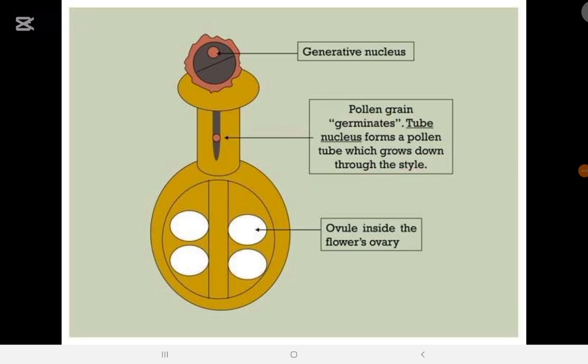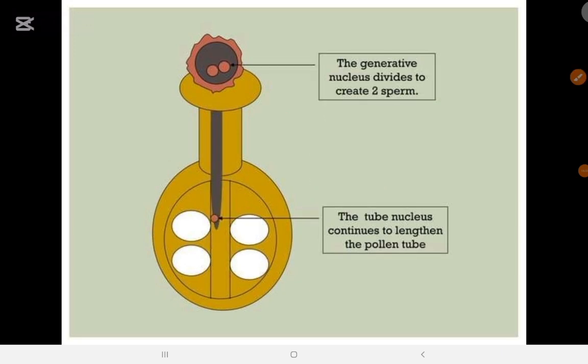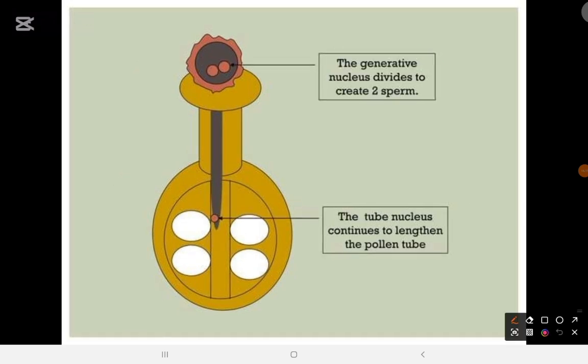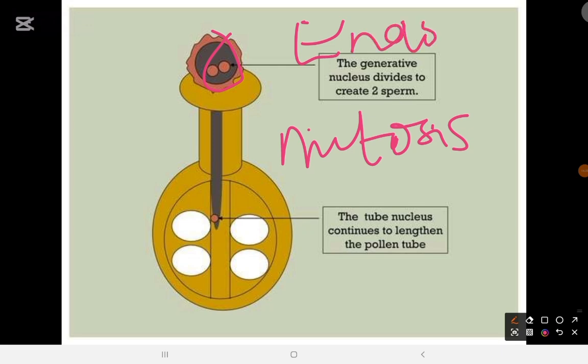So now the generative nucleus divides to create two sperms. You can see the generative nucleus undergoes mitotic division. Basically, it undergoes mitosis and divides into two cells. These are the two cells that are very important in forming what we call the endosperm when fertilization, the second fertilization, actually takes place.